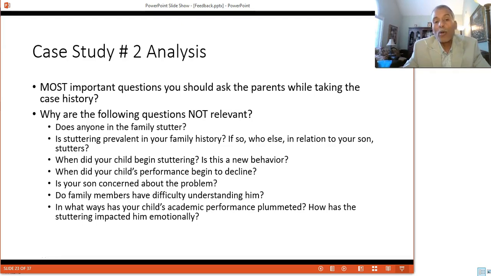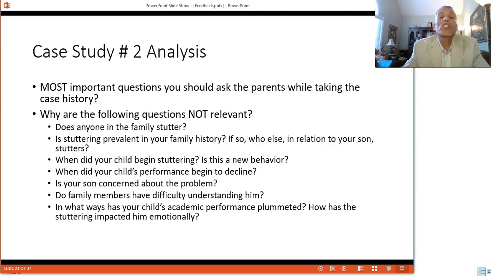Is your son concerned about the problem? What is the point of this question? Do family members have difficulty understanding him? These are late questions. There's no need to find this out now. These are not the most critical questions you need to ask. In what ways has your child's academic performance plummeted? How has the stuttering impacted him emotionally? So these are not the most important questions.